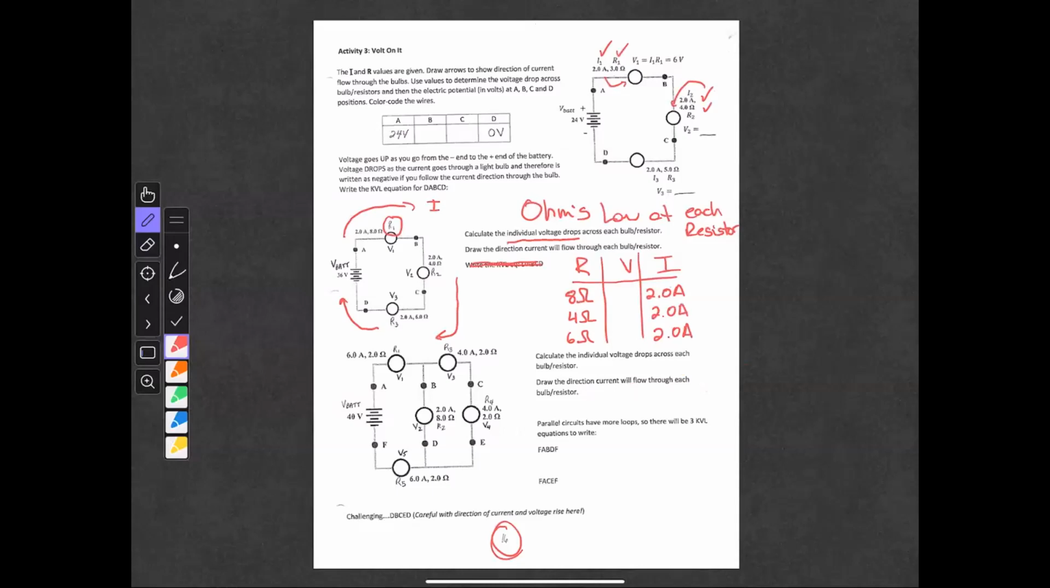So if you know Ohm's law, V equals IR, that's one way to write it. You can either write I equals V over R. In this case, we're going to rearrange it. All you have to do, and you can do this in your head, I times R, 2 times 8, is 16 volts. I'll just change color for that.